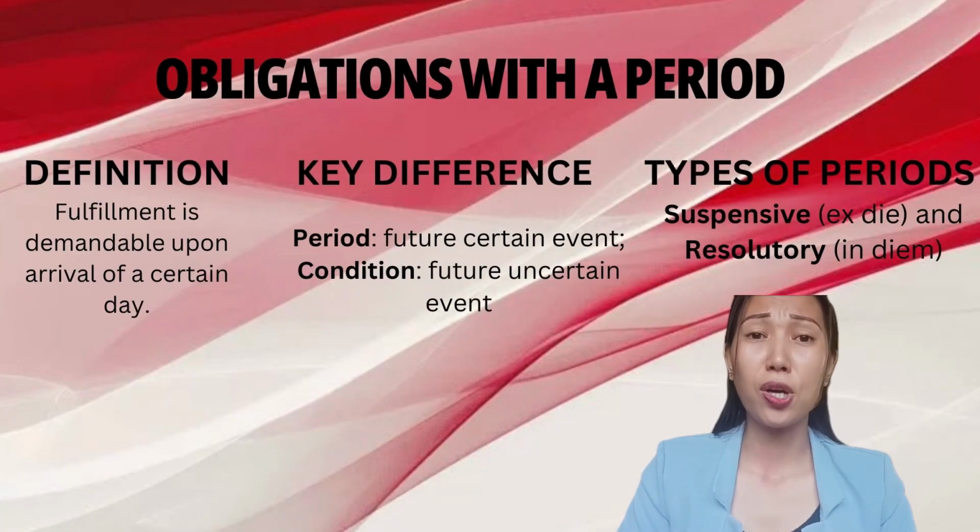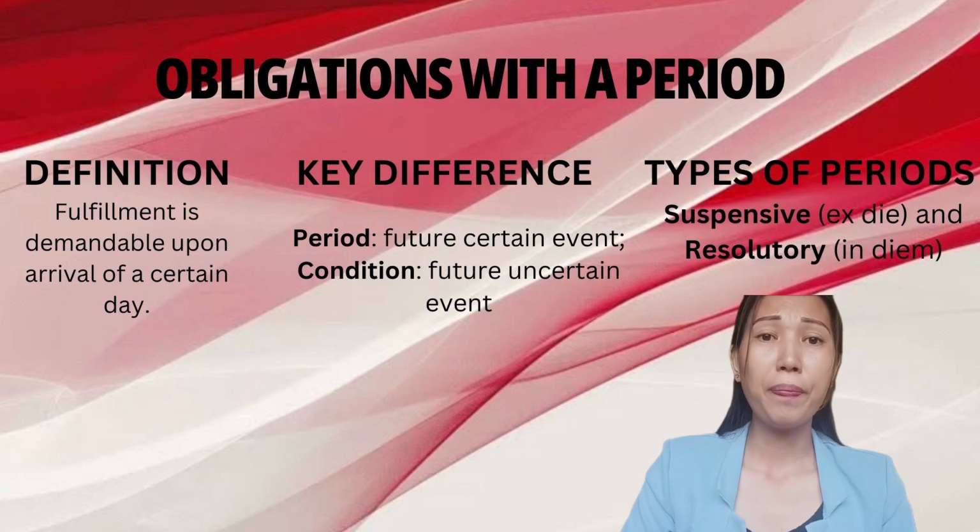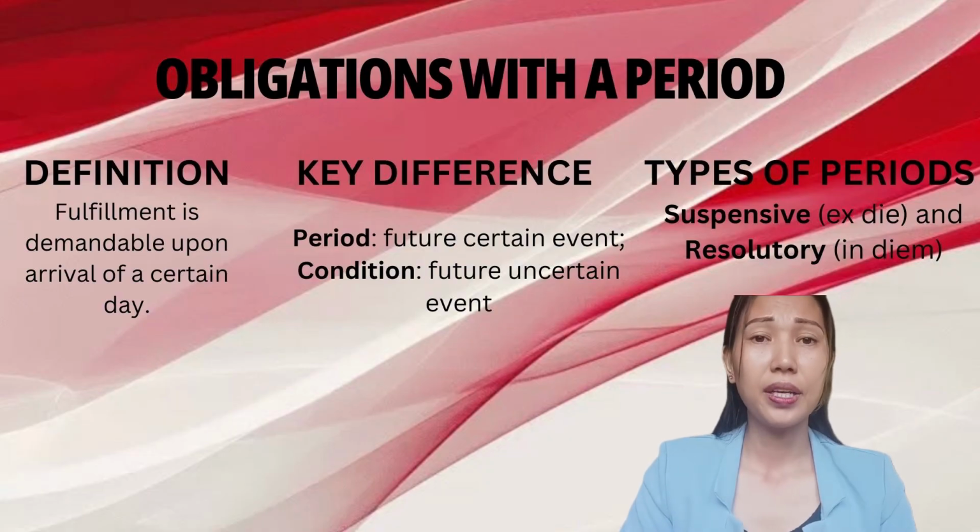Second is the resolutory or the in diem, a term or a period with a resolutory effect, which means the obligation will subsist up to a certain day and will terminate upon the arrival of that day. For example, Joey promises to support Rachel until she reaches majority age, which means the obligation is already effective but will terminate once Rachel turns 18.